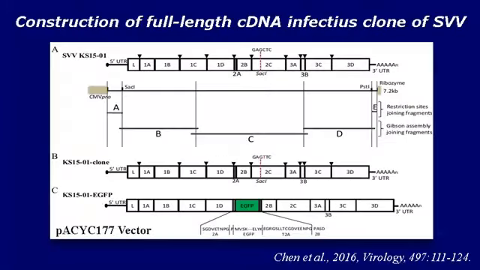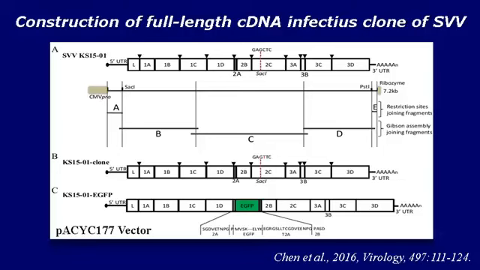So in order to develop the full-length cDNA infectious clone of the Seneca Valley virus, we used the newly emerging Seneca Valley virus strain KS15-01 that was isolated in 2015. The full-length cDNA of the SVV was assembled into the vector backbone that we used previously to construct the PRRS infectious clone.